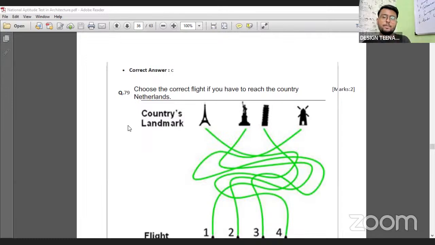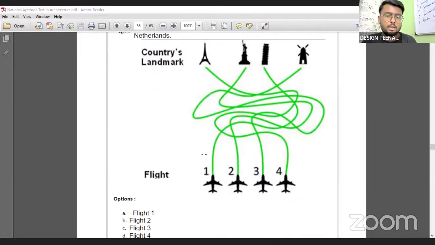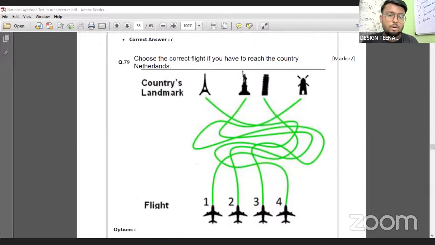Okay. Coming to the fact now. So what we were discussing is that choose the correct flight if you have to reach the country. If you have to reach the country, Netherlands. Okay, I was missing that one. That's why I was searching for.